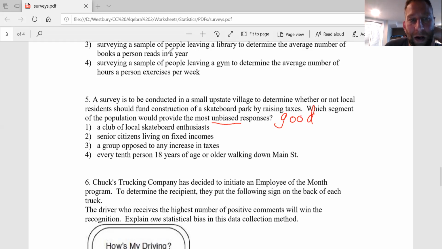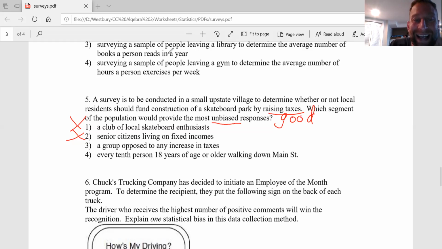So we're talking about funding a skateboard park, a club of local skateboard enthusiasts. Is there bias there? Yes. If I'm asking people who like to skateboard if they want a skateboard park, they're going to say yes. Senior citizens living on fixed incomes. Is there bias there? Yes, that is a bad sample. They're going to say no, they don't want to raise their taxes. They're not going to use a skateboard park. You don't see a lot of 85-year-olds on the half pipe. They're going to say no, that's bias.